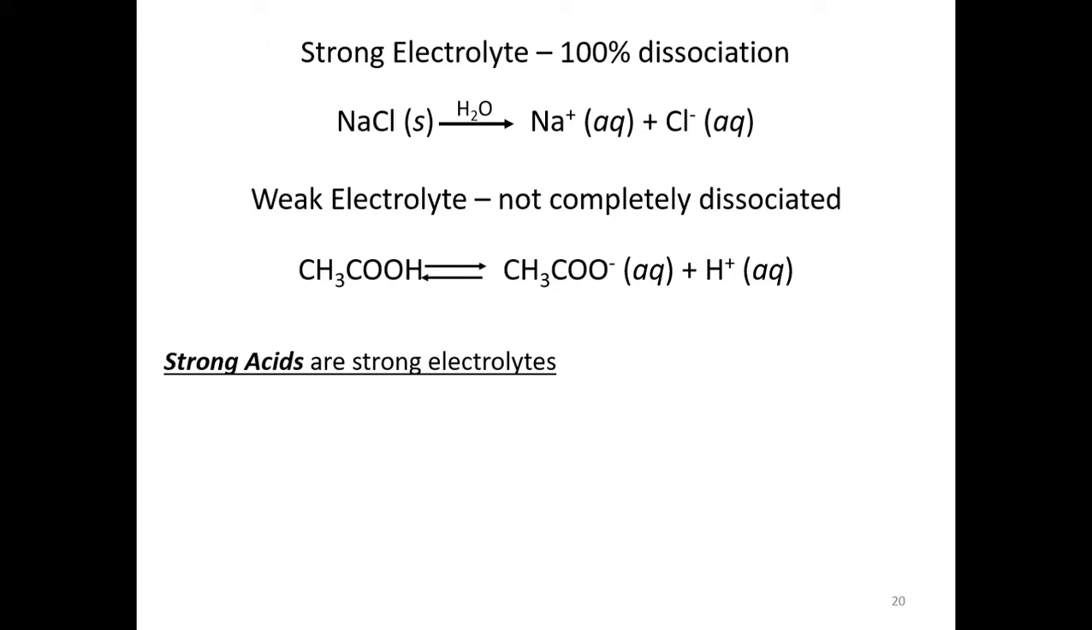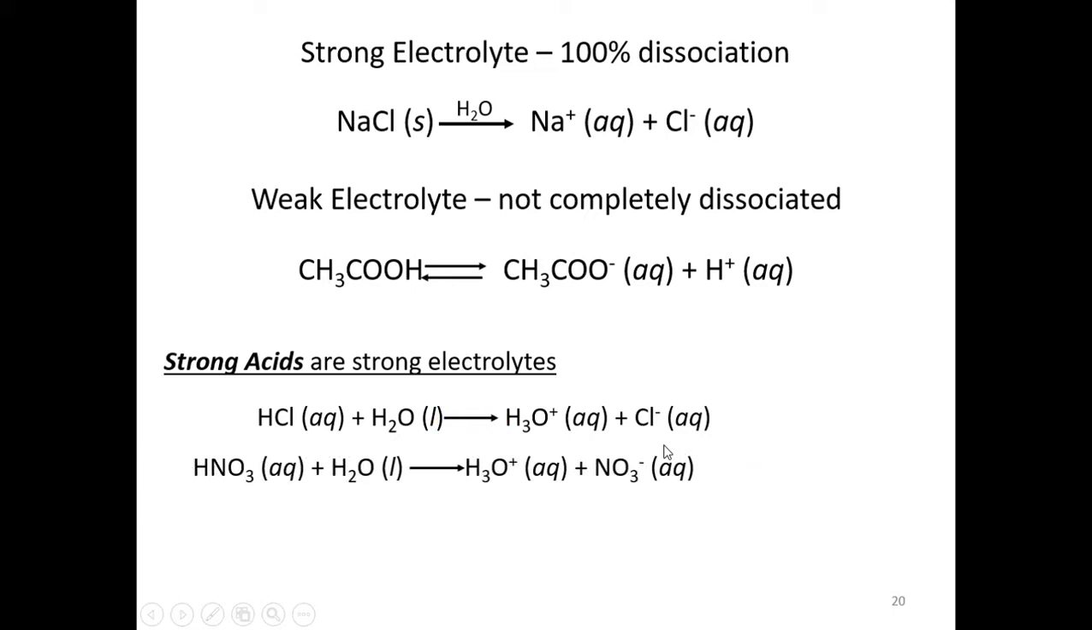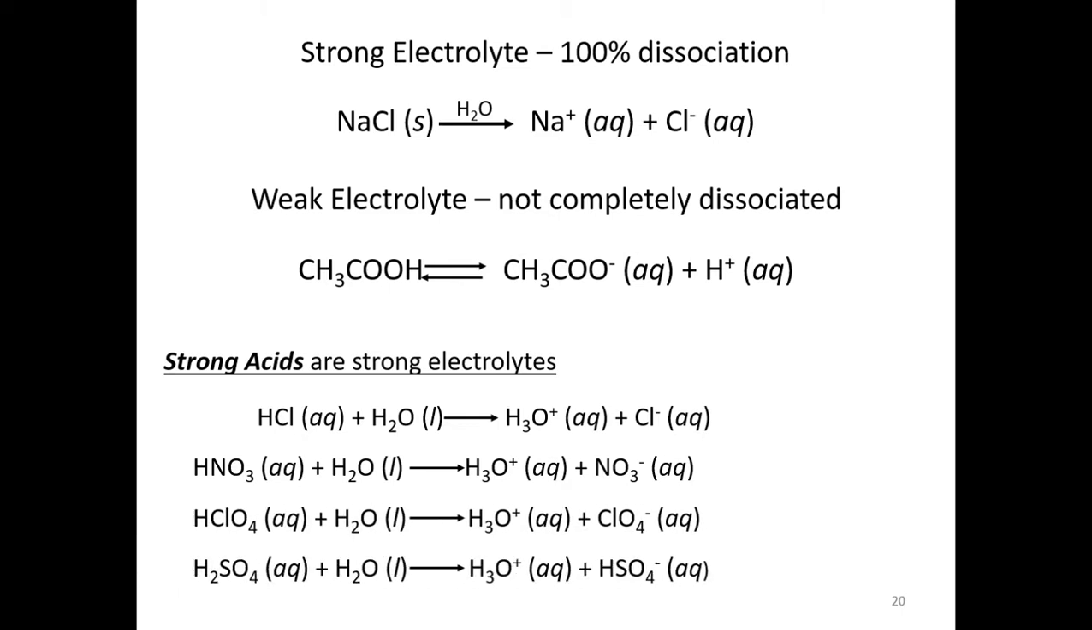Strong acids are strong electrolytes. There are only 7 strong acids. So if you know your 7 strong acids, all the rest are weak. HCl, and they're not all listed here, by the way. Again, that one-way arrow showing that when HCl reacts with water, pure liquid water, it forms the hydronium ion and the chloride ion. Nitric acid, same thing, 100% ionization. And these are 4 of the 7 strong acids.